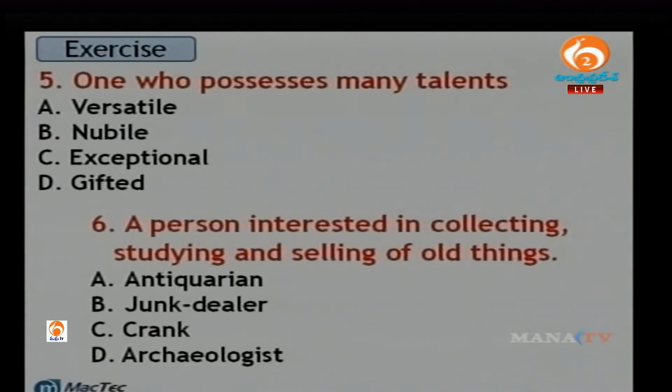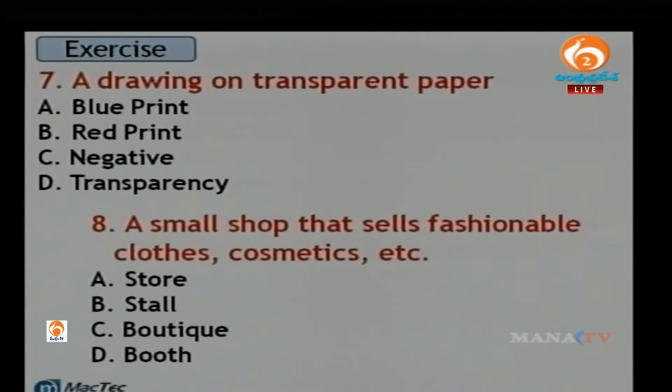Alright. Number 7, a drawing on transparent paper. This must be very easy for you. It's blueprint, red print, negative, transparency. Of course, the correct answer is blueprint. So blueprint is a drawing on transparent paper.